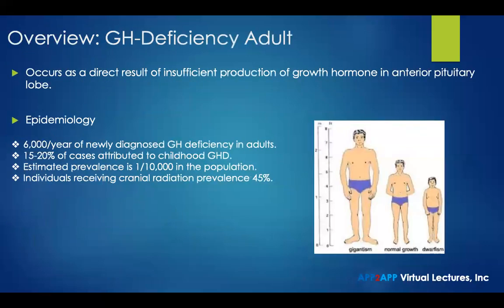Now, as we shift our discussion to growth hormone deficiency in adults, it occurs as a direct result of, again, insufficient production of growth hormone in the anterior pituitary lobe. In the population, there are about 6,000 new cases per year of newly diagnosed growth hormone deficiency in adults. 15 to 20% of those cases are attributed to childhood growth hormone deficiency. The estimated prevalence is about 1 in 10,000 in the population, and in individuals receiving cranial radiation, the prevalence can be as high as 45%.